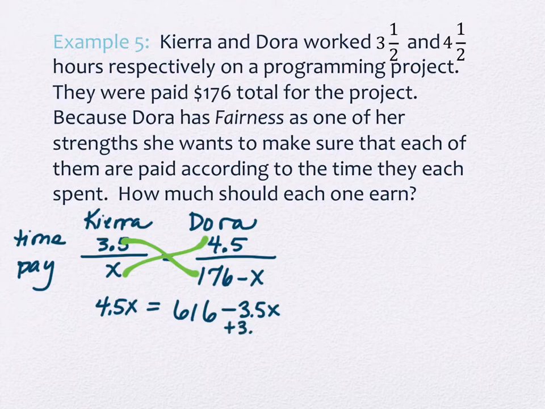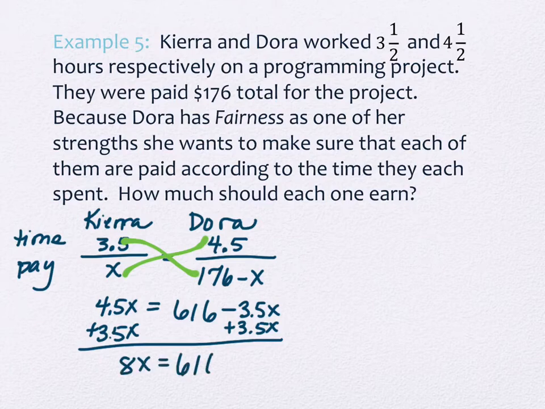I'll add my 3.5x to the other side. So 4.5x and 3.5x is 8x equals 616. Divide by 8, and what's x? 77. So we need to make sure when we get to the end that we answer the question that was actually being asked. We can't just stop right here. We didn't answer anything at this point.